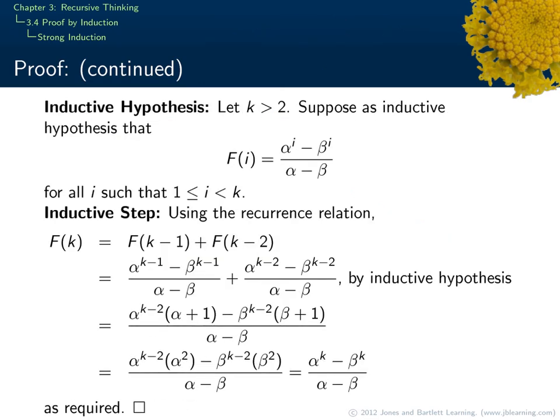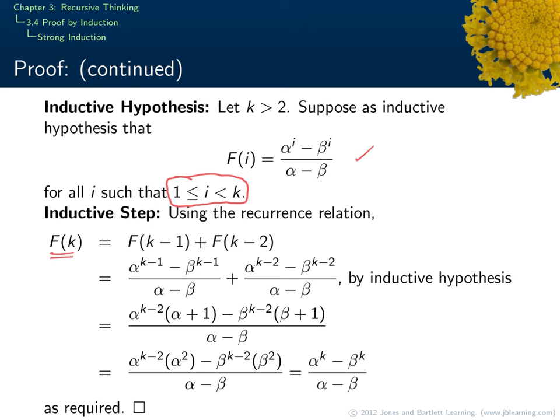Okay, now it's time for the induction step. So our induction hypothesis is as follows. We imagine a value of k bigger than 2, and we are going to suppose that the ith Fibonacci number is given by this formula, alpha to the i minus beta to the i over alpha minus beta, for every i that's less than k. Not just for i equaling k minus 1, but for every i that's less than k. And then what we want to do is show that the kth Fibonacci number is given once again by this formula. So we use our recurrence relation, right?